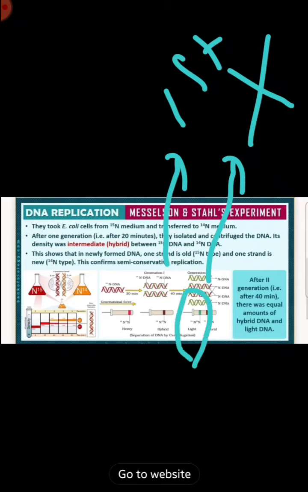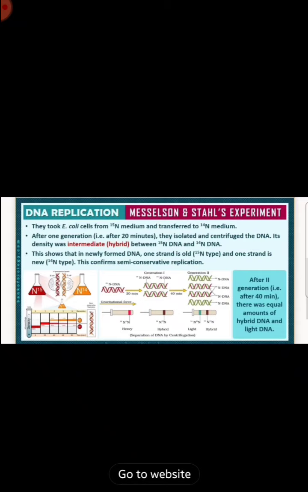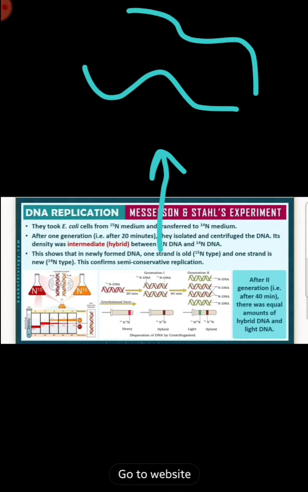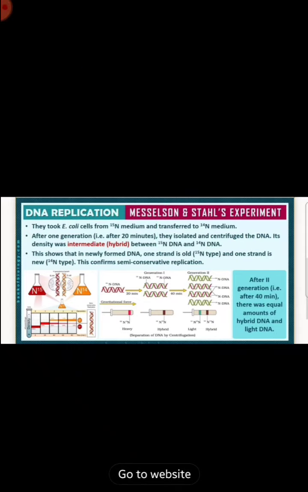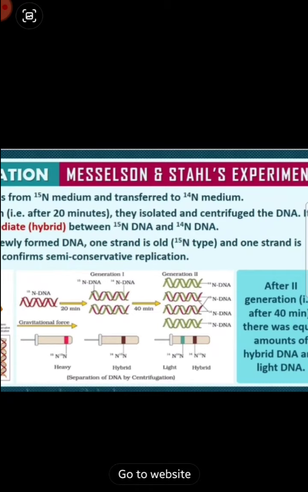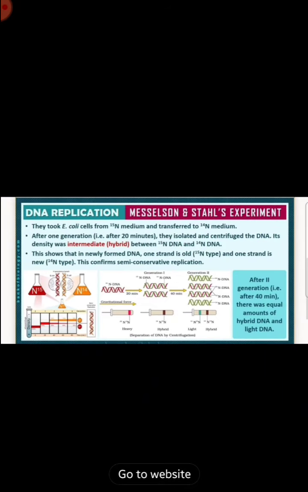So the only model that is accepted is the semi-conservative model, where in the first generation you will get the intermediate band because of the presence of both heavy and lighter strands equally, but in the second generation both the lighter and intermediate bands were seen. So this proves the semi-conservative model of DNA replication.